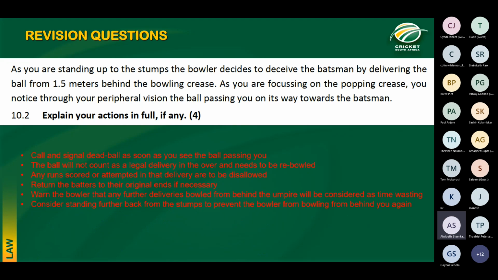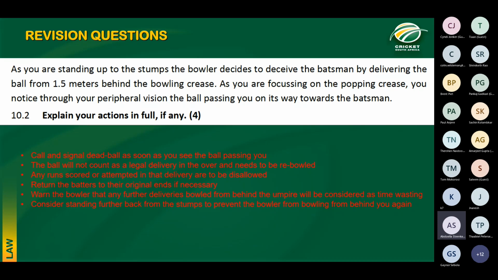Call and signal dead ball as soon as you see the ball passing you. That ball shall not count as a legal delivery in the over and needs to be rebowled. Any runs scored from this particular delivery shall be disallowed. Return the batters to their original ends if they try to run a single or more than one run. Warn the bowler that any further deliveries bowled from behind the umpire shall be considered as time wasting.